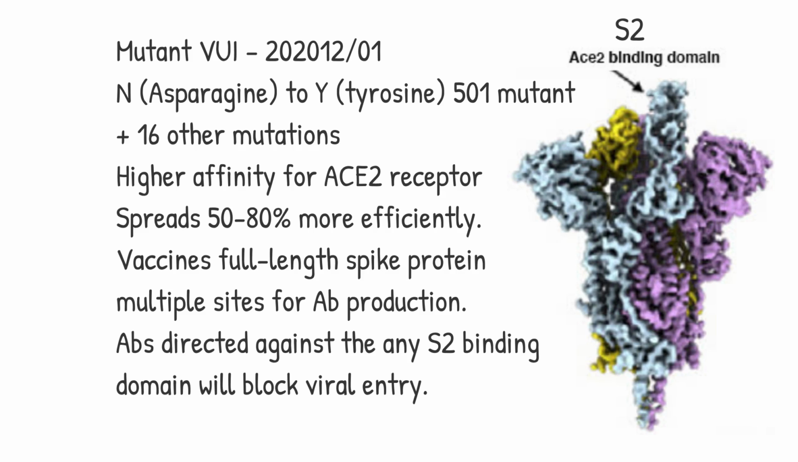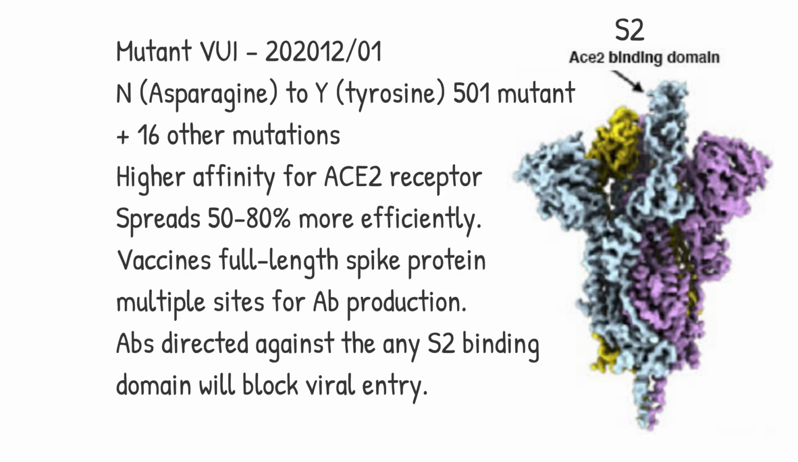202012-01. VUI stands for Variant Under Investigation, and 2020 is the year of its discovery, and 12 the month of that discovery, and the final number is the order of discovery of the different mutants. So this is the first mutant in the month of December.